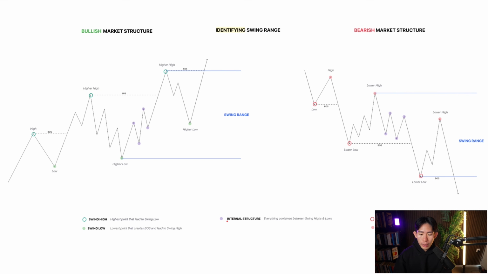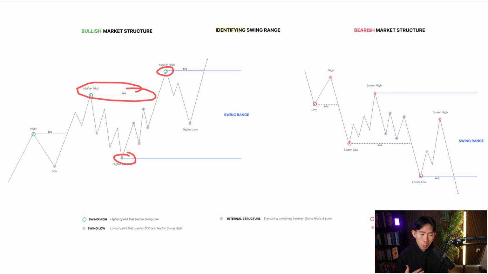Now, internal structure is everything contained between your swing high and your swing lows. Here's what I basically mean by that. After you identify your swing range, you will be able to identify your internal structure, which is why the first step is to always identify your swing range. And you do that by determining who is in control of price through mapping out of the market structure, through mapping out your break of structure.